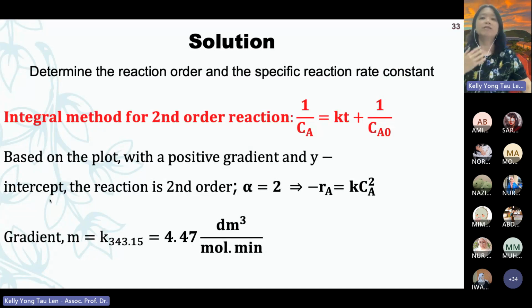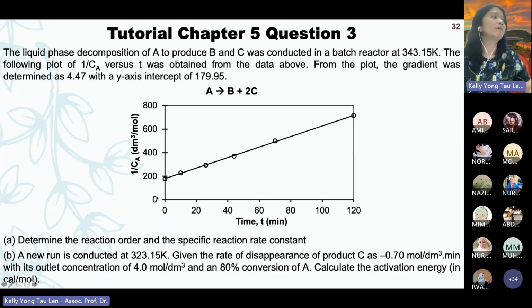Okay, so again, if you remember, we just learned kalau plot yang melibatkan 1 per CA versus time, the only equation that is correlated will be equation for the second order reaction. Di mana equation tu says that for second order reaction is represented by 1 per CA equals to KT plus 1 per CA naught. Okay. So first step, you verify first sama ada your plot fulfill tak requirement itu. So the first requirement, kalau kamu tengok equation, nilai K tu positif. Maksudnya plot kamu mesti plot yang positive gradient. So you can see dia memang positive gradient.